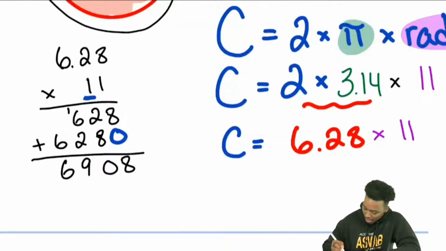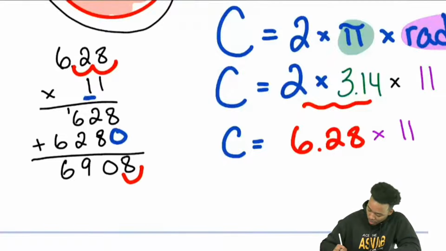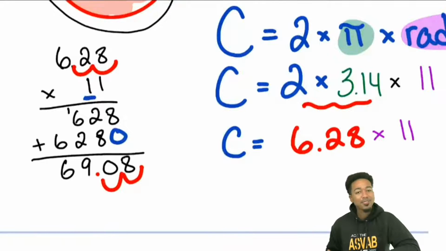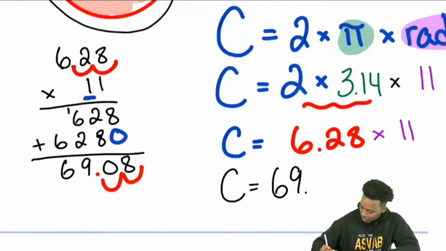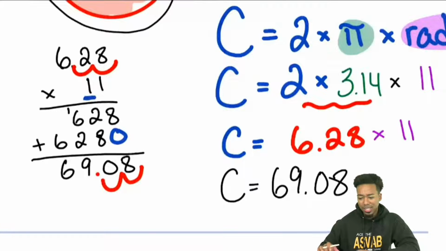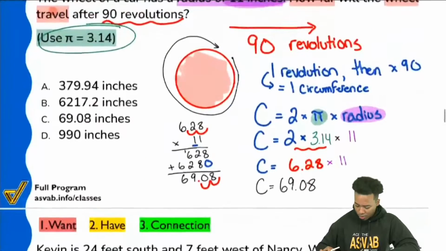We noticed that we had 1, 2 decimals being used. So we will bring 1, 2 decimals back. And that will be 69.08. Was that crazy, my party people, or was that doable? Seems pretty straightforward, right?